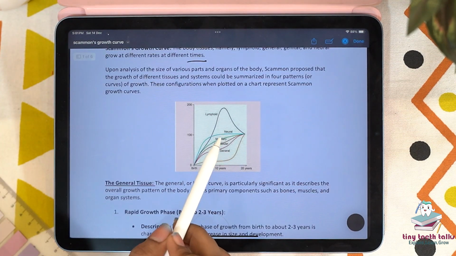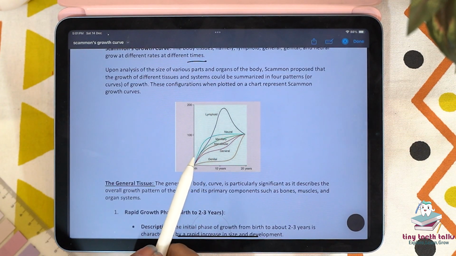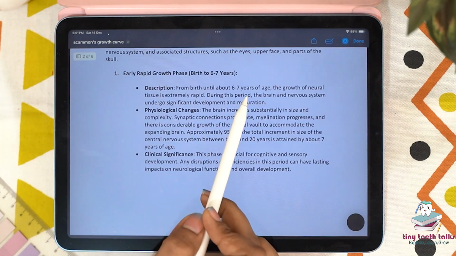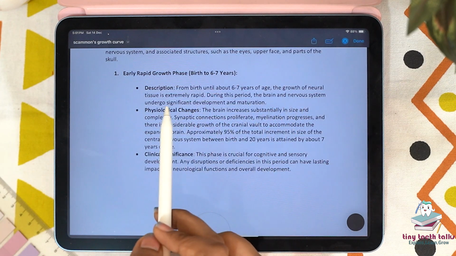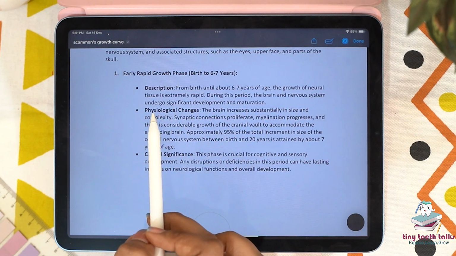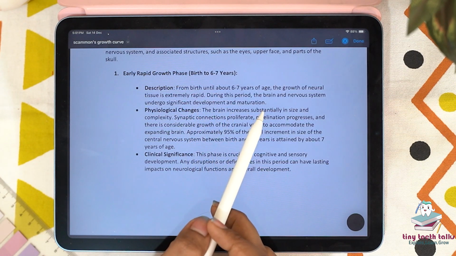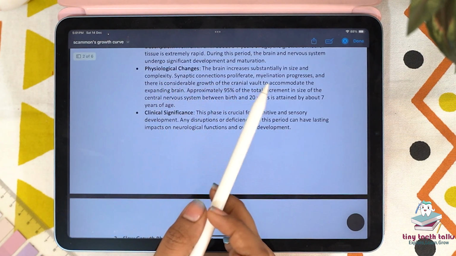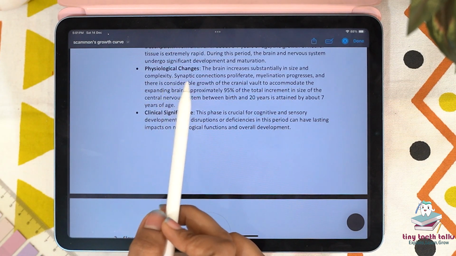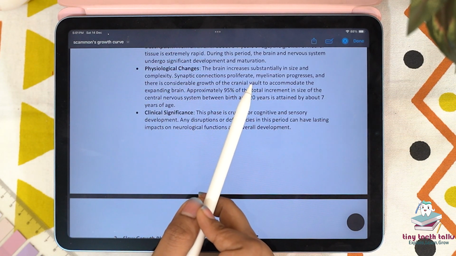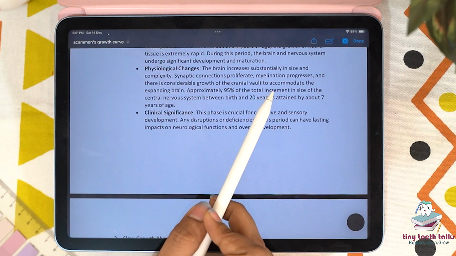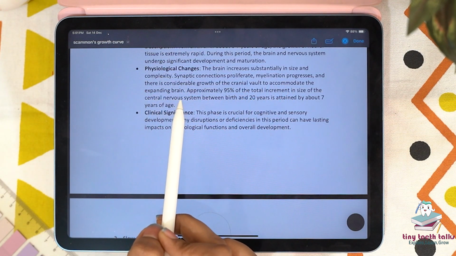Here is the neural tissue, and from birth to 6 to 7 years, the growth is extremely rapid. During this period, the brain and nervous system undergo significant development and maturation. What physiological changes are there? The brain increases substantially in size and complexity. Synaptic connections proliferate, myelination progresses, and there is considerable growth of the cranial vault to accommodate the expanding brain.